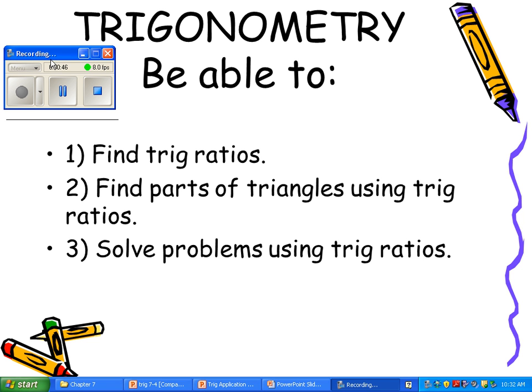All right, we're going to start into trigonometry, be able to find trig ratios. Again, a ratio is just some number compared to some number. Find parts of triangles using those trig ratios. So we're going to set up equations and find missing parts of triangles. Solve problems using trig ratios.